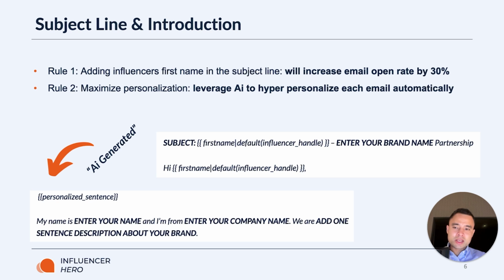And this is a unique feature we have at Influencer Hero. What the feature does is it looks at the last few posts of the influencer on social media, and then it will create a personalized sentence based on that content. And this makes a huge difference. I want to show you how this works, but it's really, really good.